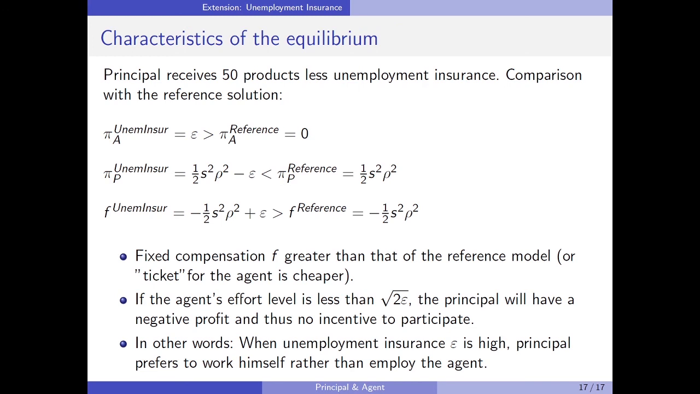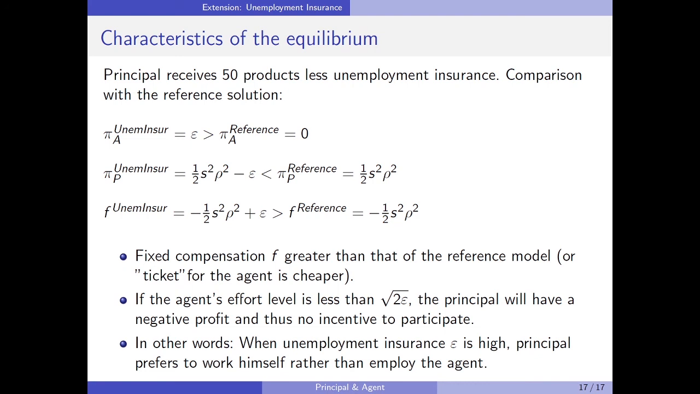Another thing that we could consider for these equations is the reference points. The reference solutions will give us some explanations for each case. In this first one, the profit of the agent with unemployment insurance is equal to epsilon, as we said, and it is greater than the reference point of the agent, which is equal to 0. In this case, the profit of the principal is given by 1 over 2 times S squared times rho squared minus epsilon, and it is less than the reference point of pi. And if that is the case, then we say that 1 over 2 times S squared times rho squared.